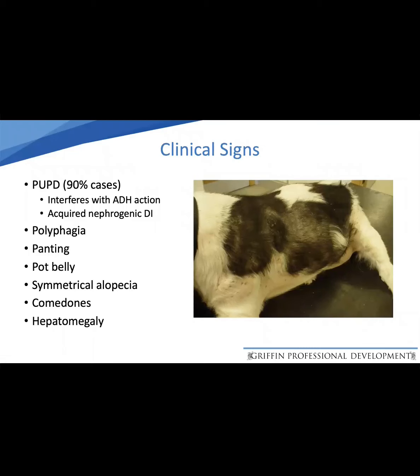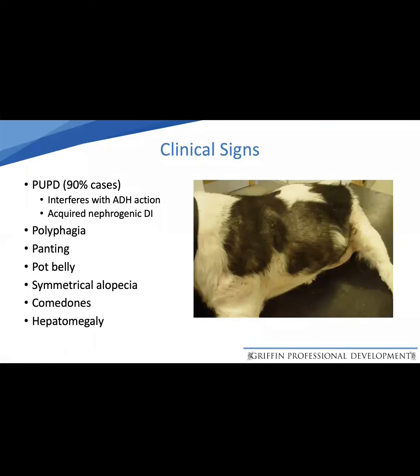So Cushing's is about all the P's. We've said PUPD. We also have polyphagia, an increase in appetite. We have panting, and that's usually associated with weak muscles, such as the weakness of the diaphragm or weakness of the intercostal muscles associated with the cortisol excess. We also have a pot belly. That too is because of muscle weakness and the liver being enlarged and sliding down ventrally in the abdomen.